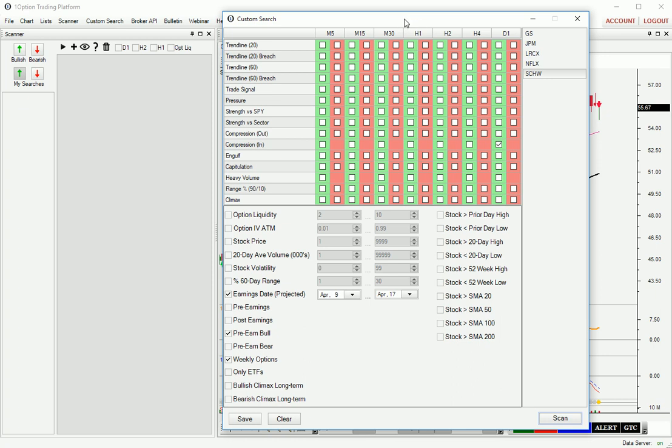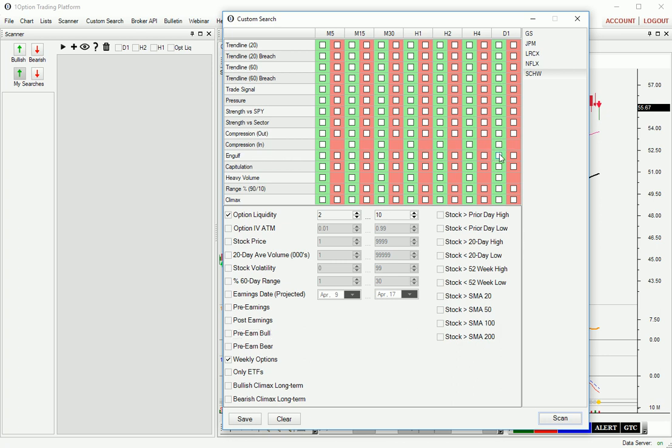I'm going to show you another feature that I use. I like it as well. And I'm going to put that option liquidity back up. And then I'm going to take off this earnings projected date and the pre-earnings bull. And I'm going to look for a capitulation. And I'm going to remove the compression.